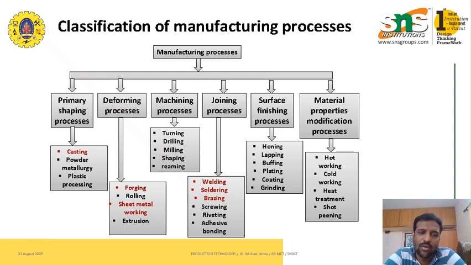So the first four, primary shaping, deforming, machining and joining processes, are categorized as manufacturing, the broader spectrum, and we use the term manufacturing in that sense.